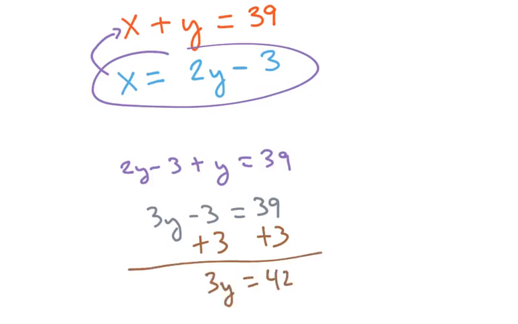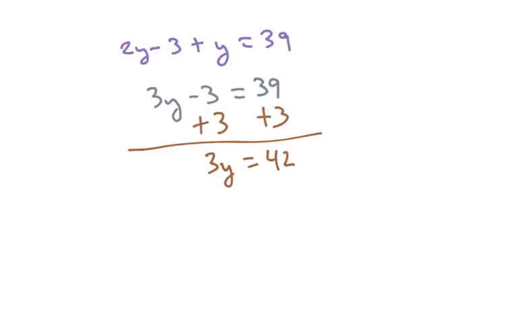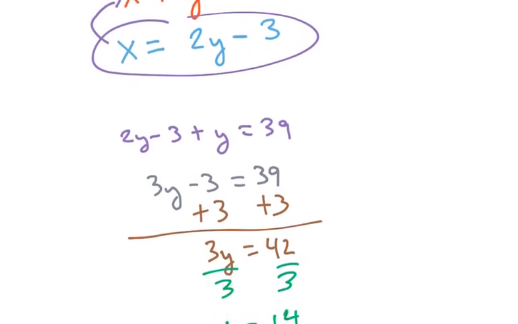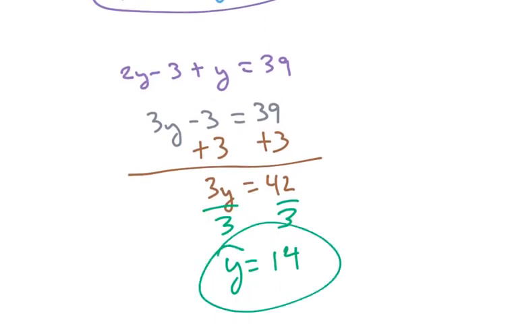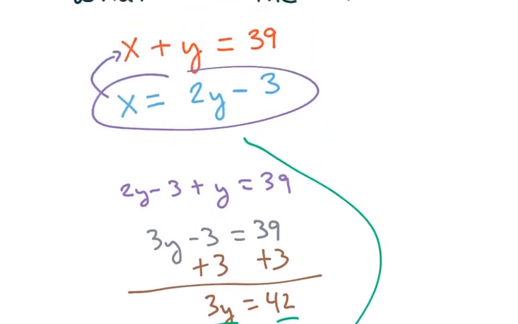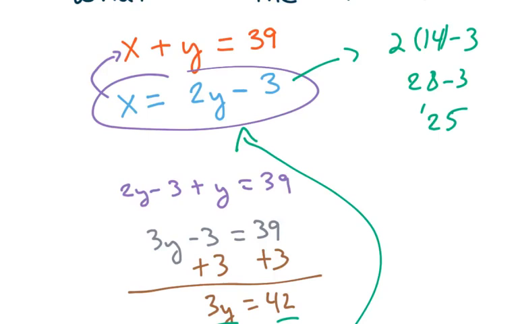3y equals 42. Divide through by 3. And y is, I believe, 14. So if y is 14, I can take this value of y and plug it back in here. Now we have 2 times 14 minus 3, which gives me what? 28 minus 3, which is 25. I guess I should say x equals 25.